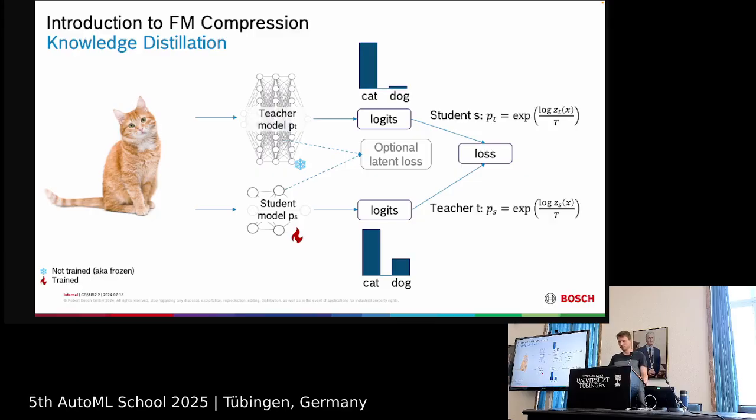Here are the student probabilities in this case. And as a loss function, most commonly we use the KL divergence, but of course we have a stop gradient operator for the teacher, since we don't want to have gradients there.